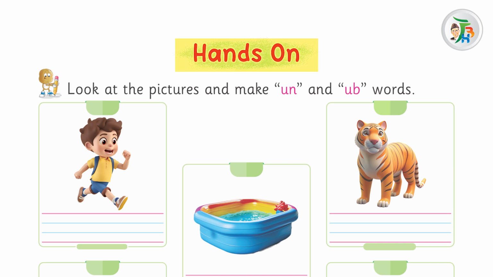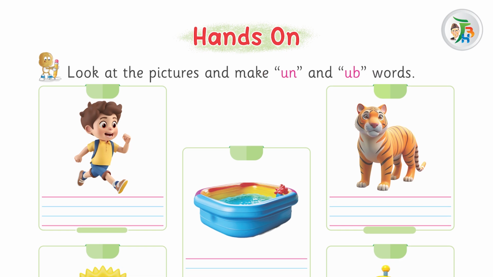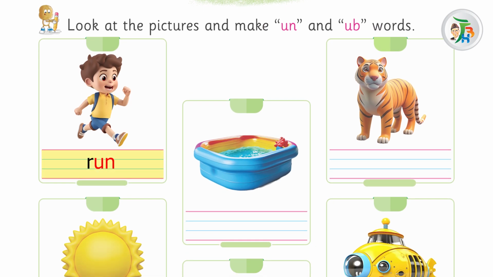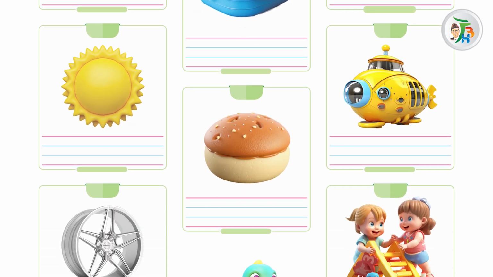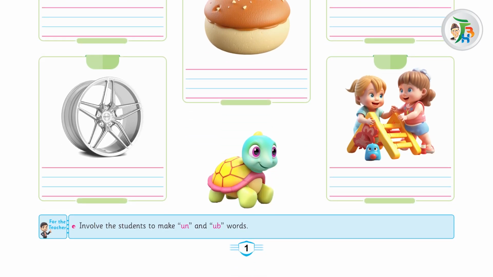Hands on. Look at the pictures and make ub and un words. Run. Very good. Tub, cub, sun, bun. And this? Yes, have fun.